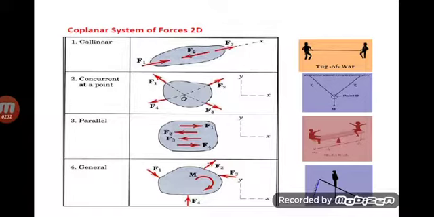See the third diagram, there are four forces F1, F2, F3, F4. They are not in a single line and the lines of action of the forces won't meet at a point, but they are in parallel lines. That's why they are called parallel forces. Next, see the general case. There will be a moment, and there will be forces in all the directions. Such a force system is called the general case.